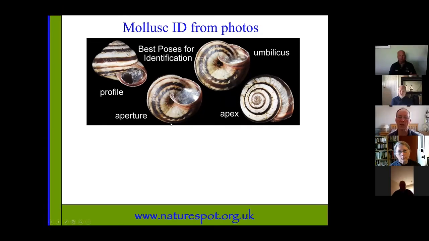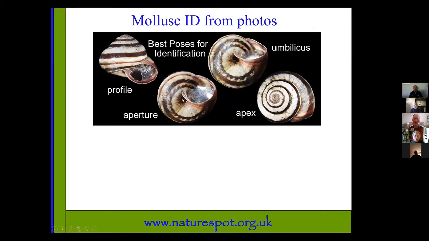One is the hole in the middle. If you think of a snail as a tube that's wound round and round, there is often a hole between those wound tubes, and that's the umbilicus that runs right through the center. And then the aperture, or the mouth of the snail. The shape of that is another key feature. So if you're taking pictures, trying to get those four shots would help.